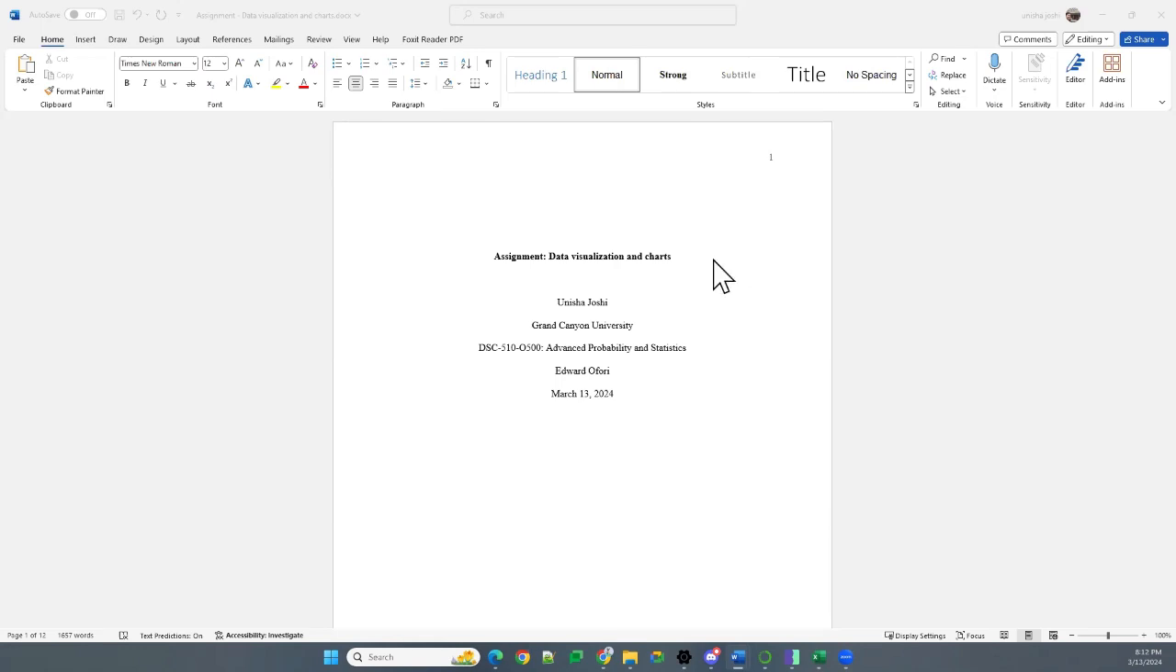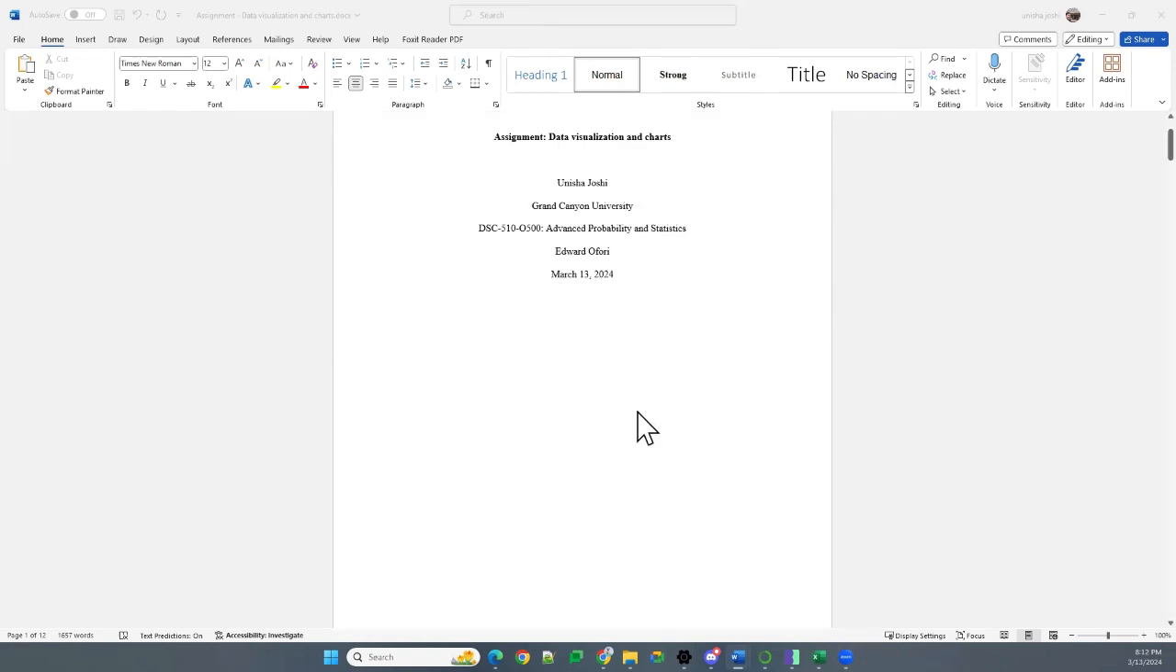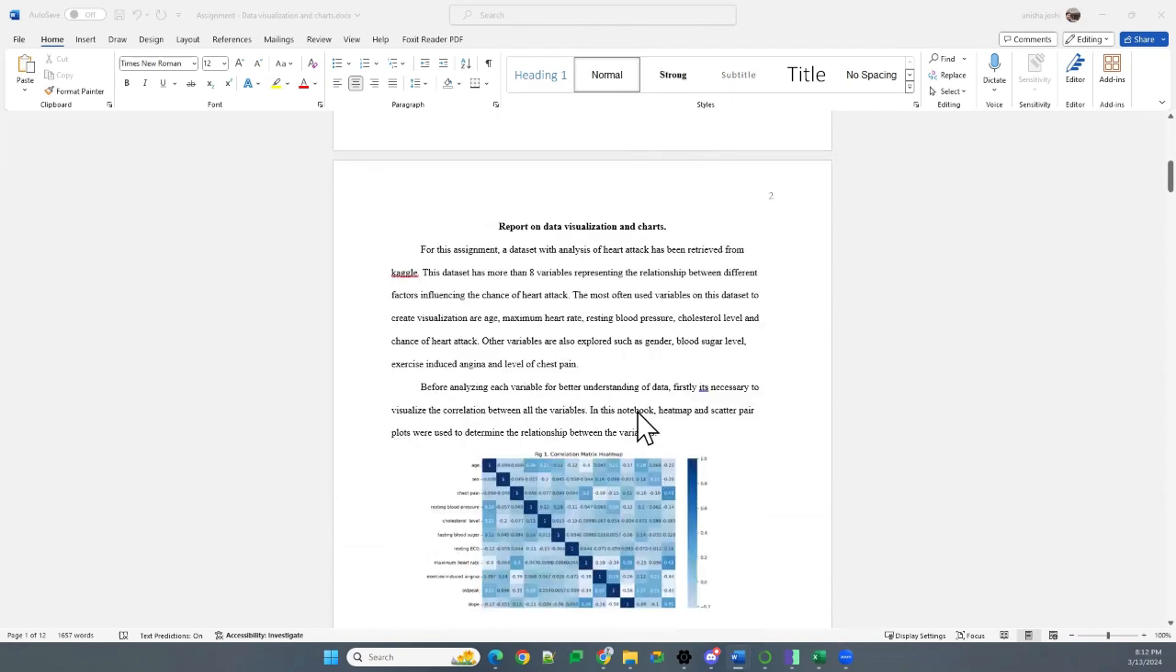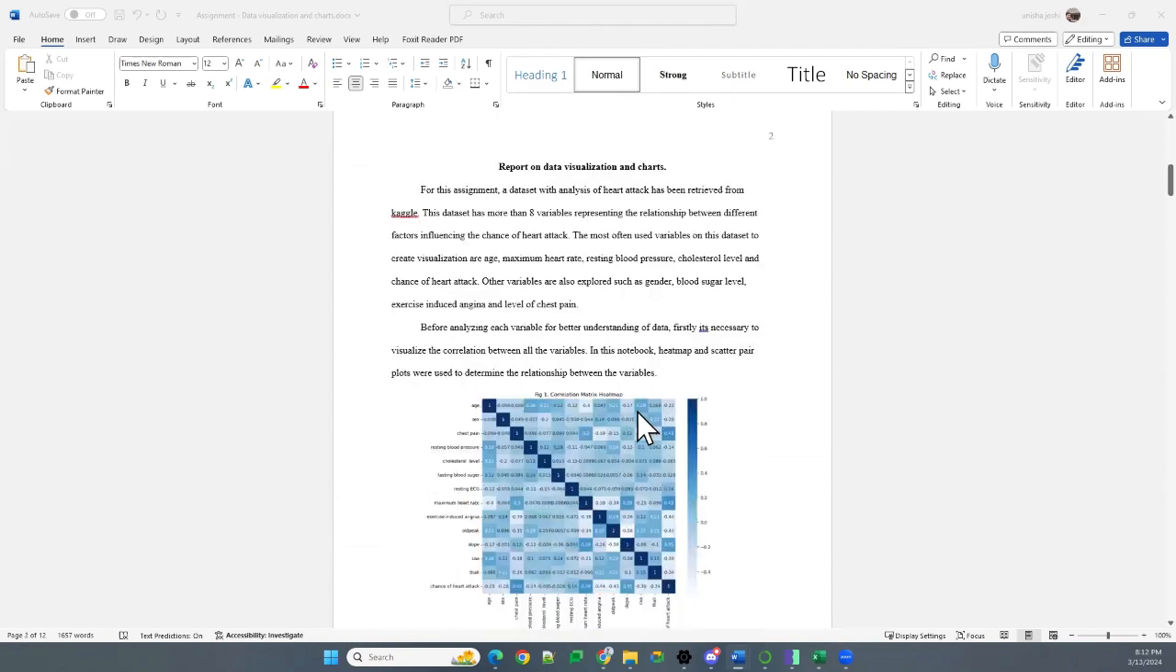On this assignment of data visualization and charts, I have prepared a Word document and two of the notebooks that I have created. I'm going through all these three documents for a better visual understanding of what I did. Firstly, starting with my Word document, I have imported a data set of analysis of chance of heart attack from Kaggle. It has more than 8 variables. However, on this assignment, I'll be working with 8 to 9 variables.